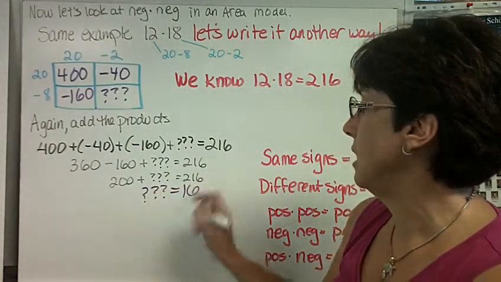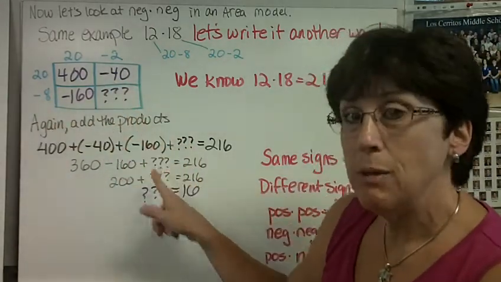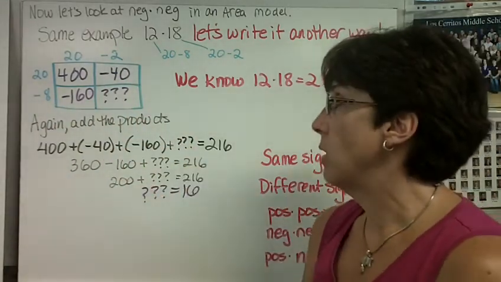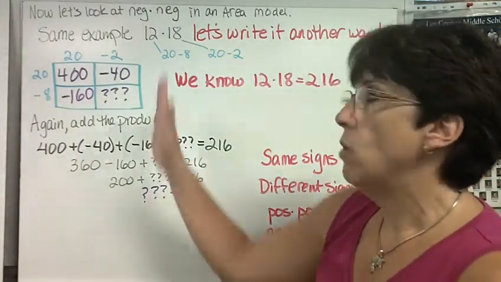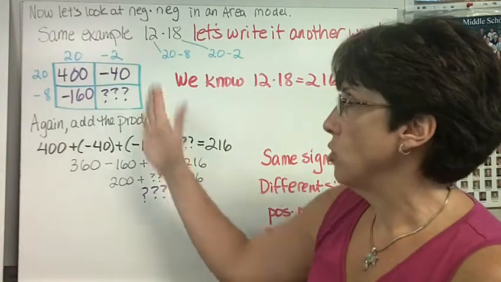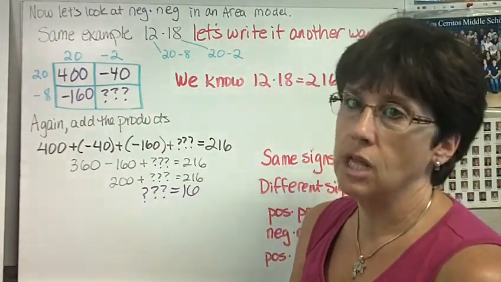has to equal 16. So our negative times negative must be positive in order to make our area model work, and we know it has to work because we've done it 3 times now. So I wanted to show you like this so you would understand why negative times negative has to be positive instead of just telling you the rule.